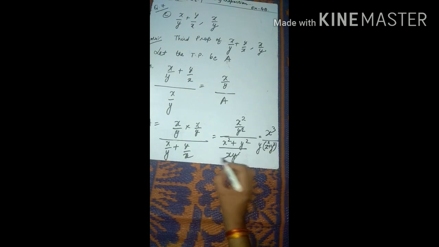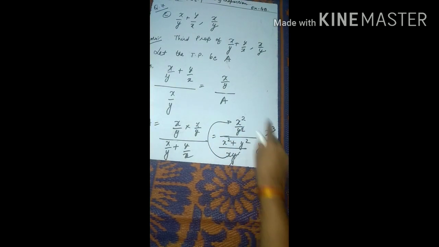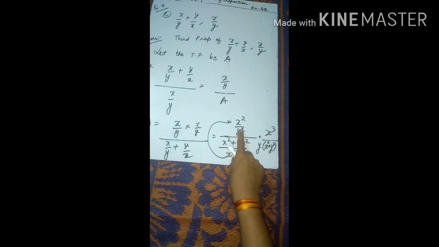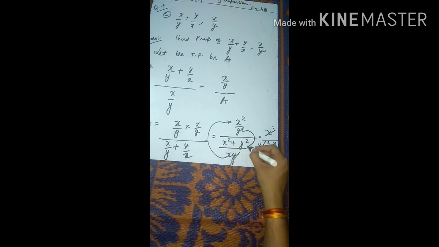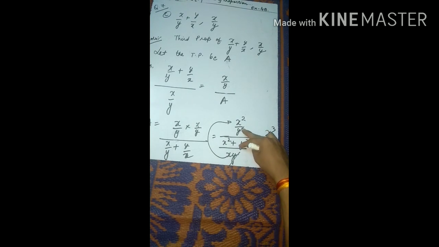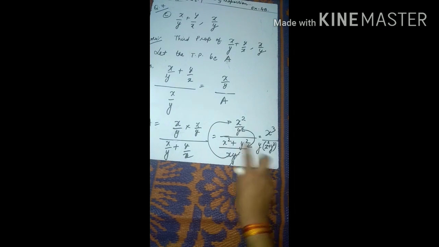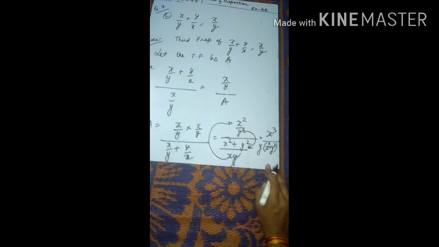Okay, and you take x upside, so x into x square will be x cube, and here one y is left. This will be multiplied by this one, denominator with the numerator, and this denominator with this numerator. So here one y is left, and in the bracket x square plus y square.